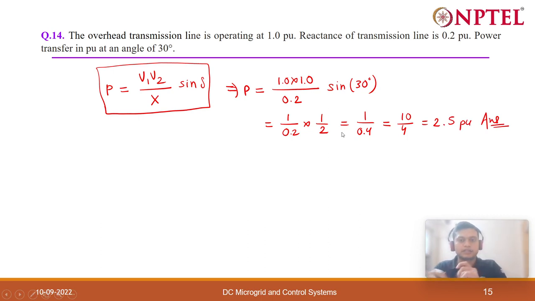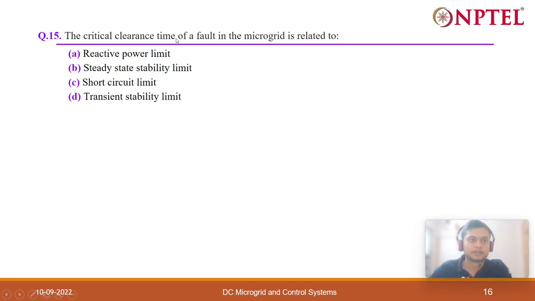Now let us see the next problem. The critical clearance time of a fault in the microgrid is related to: first option is reactive power limit, B option is steady state stability limit, C option is short circuit limit, D option is transient stability limit. So what do you think about this problem? Transient stability relates to the equal area criterion, so from there we will find the critical clearance time. So the correct answer for this question will be D.